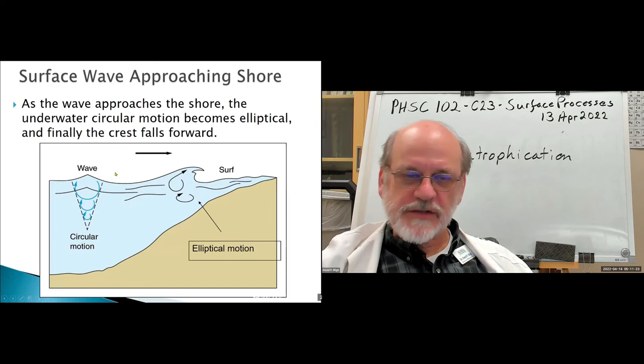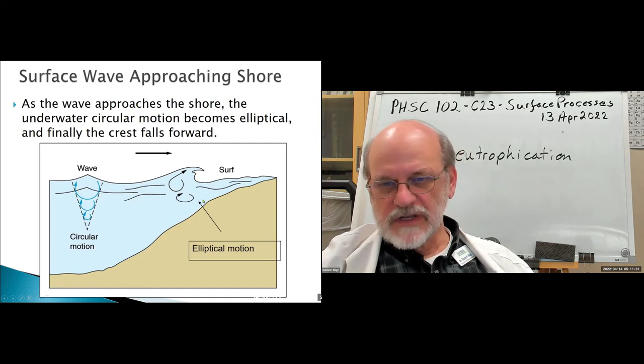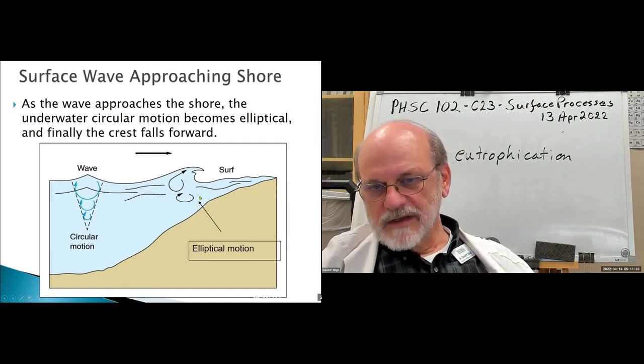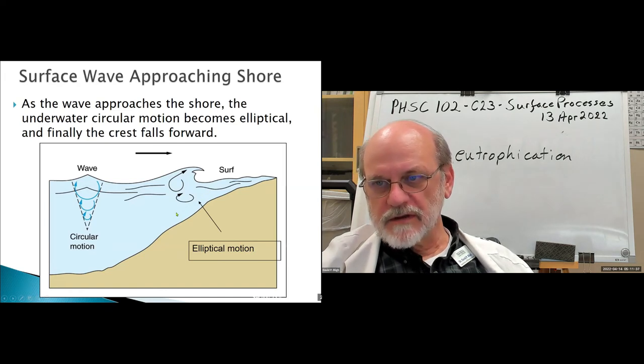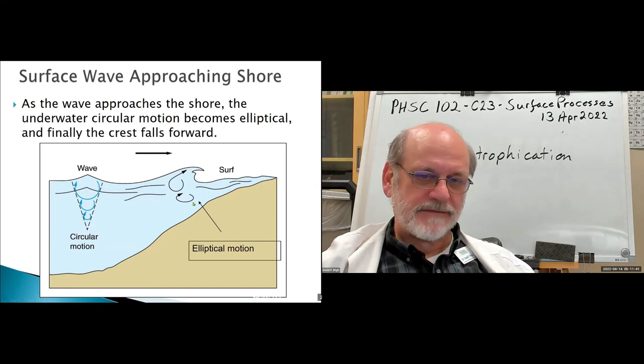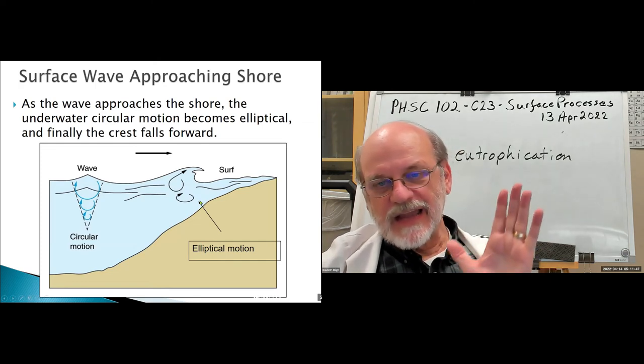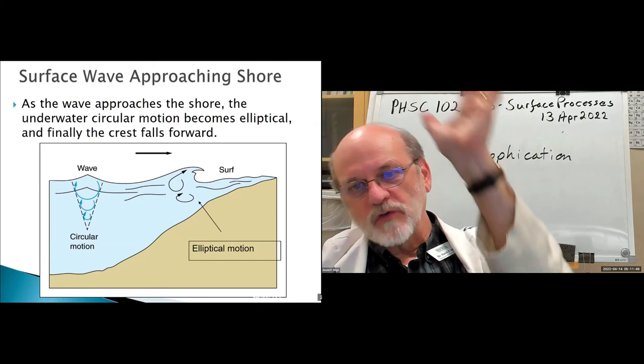So this is an artist's depiction of the wave. Here you get the circular motion of the particles, but when you get close to shore, the circular motion near the surface of the land underneath the water is impeded, and that allows the top of it to break over.